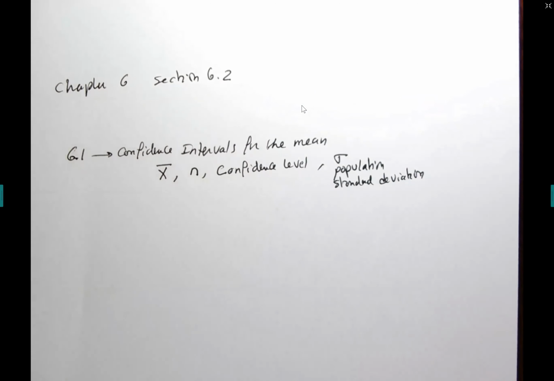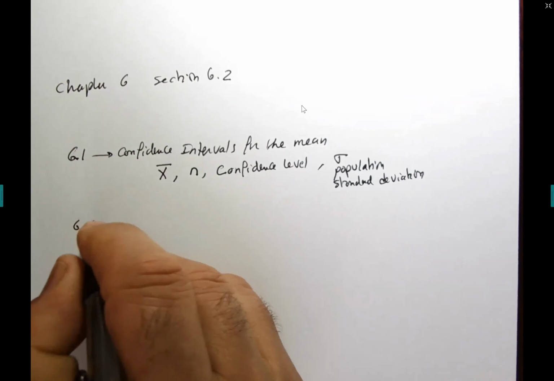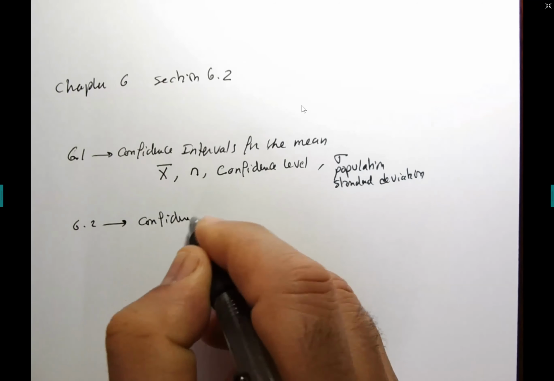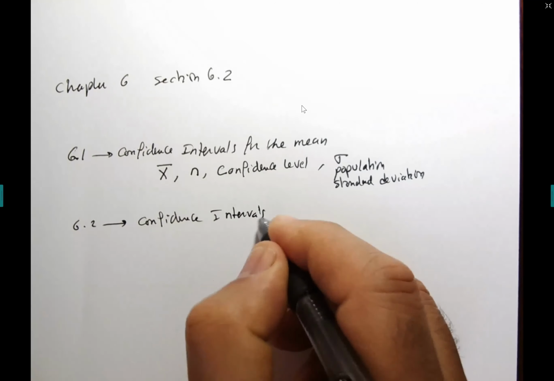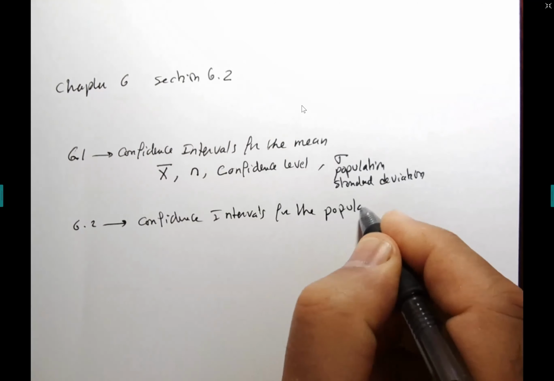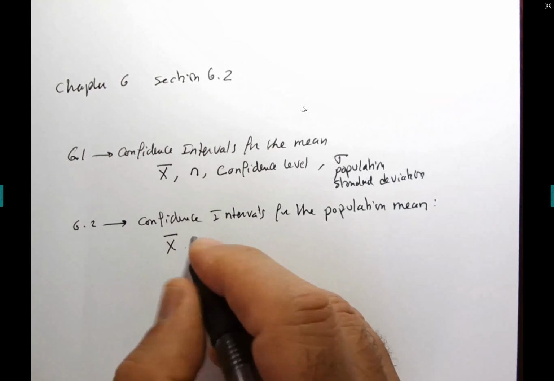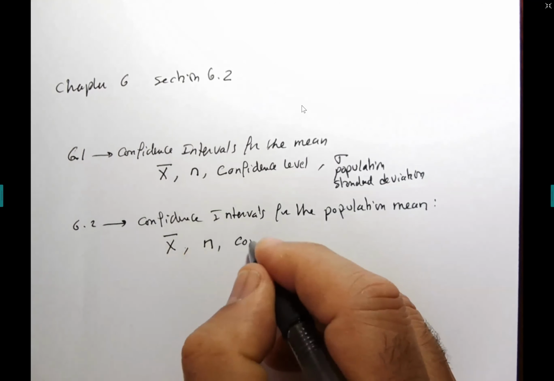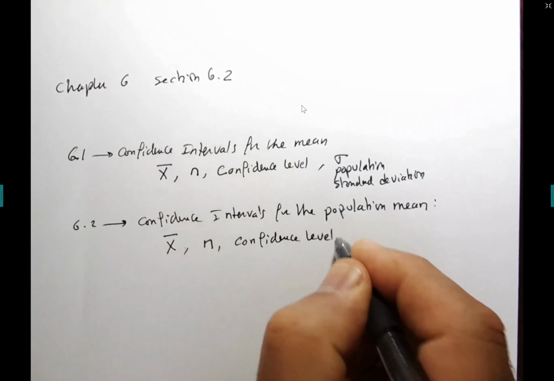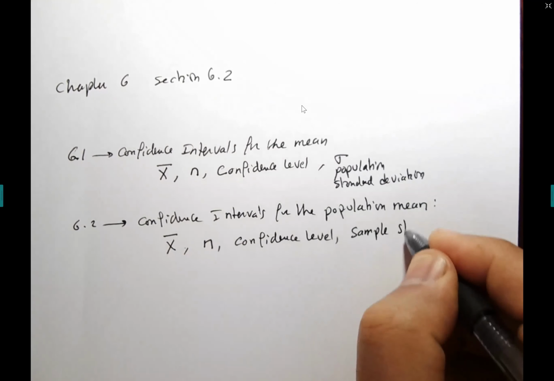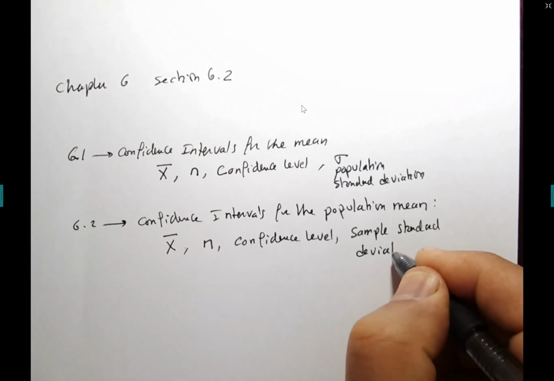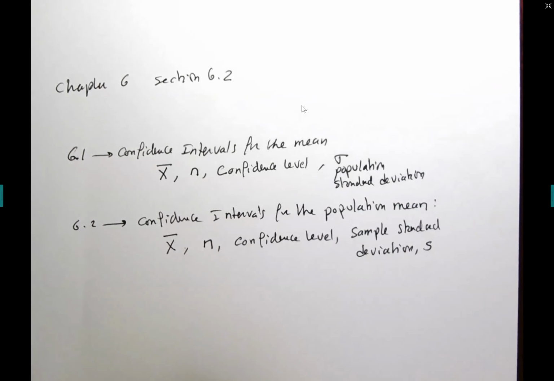Let me tell you what 6.2 is about. You will see the difference. We need confidence intervals for the population mean. Same question. You will be given X bar, the sample mean. You will be given N, the sample size. You will be given the confidence level. Then you will be given the sample standard deviation, S. Do you guys see the difference between the two? The first one, you are given the population standard deviation. The second one, you are given the sample standard deviation.